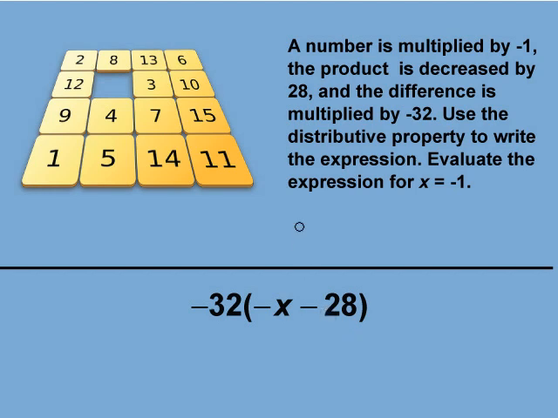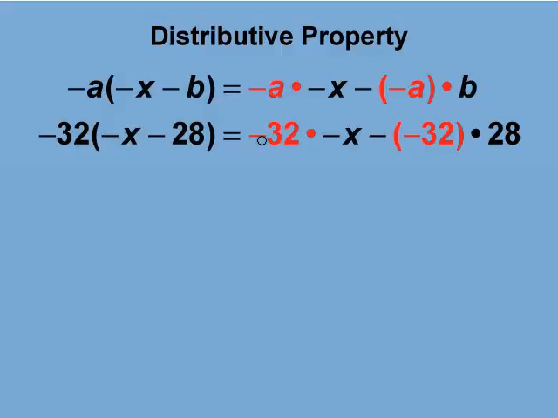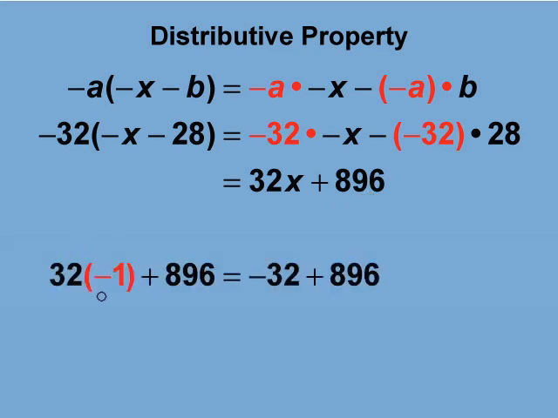This is the mathematical equivalent of this verbal expression. We now distribute -32 to both terms as shown here. The product of these two negative terms is positive. And the negative sign here changes subtraction to addition. We get 32x plus 896. We evaluate this expression for x equals -1 as shown here. We get -32 plus 896, or 864.